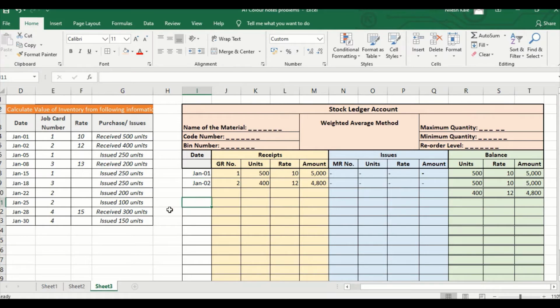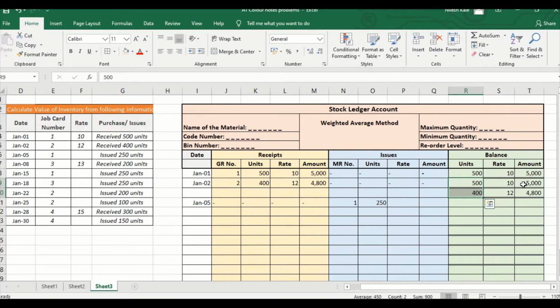Now what has happened next? On January 5th we have issued 250 units. We have not received anything. We have issued 250 units at rupees 10. But I am not going to write this 10 here. I am going to use the weights. How am I going to use the weights? 5000 and 4800, this is 9800, divided by this 900.